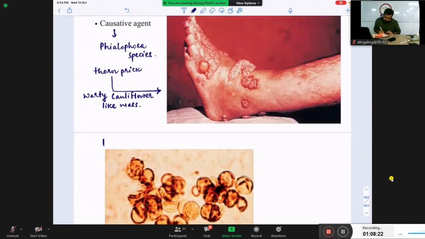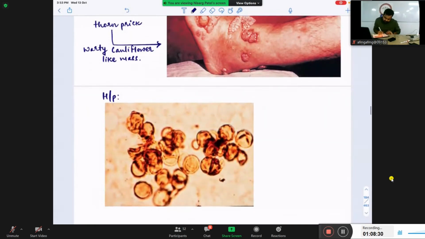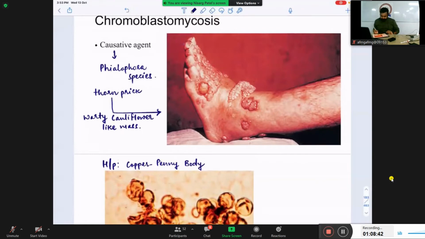For the diagnosis, on histopathological examination you will typically see copper penny bodies. The second name is sclerotic bodies. Copper penny bodies, or sclerotic bodies.